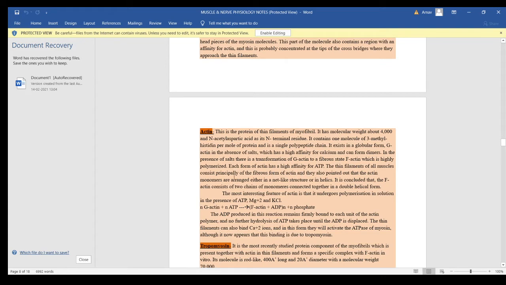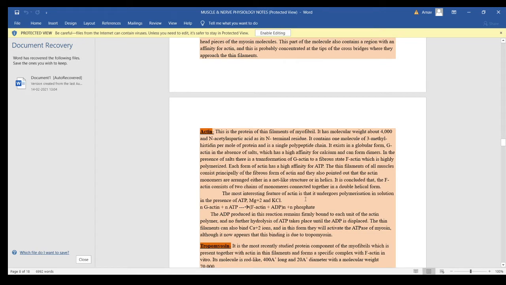The thin filaments of all muscles consist principally of the fibrous form of actin, and it was also pointed out that the actin monomers are arranged either in a net-like structure or in a helix. So it is concluded that the F-actin consists of two chains of monomers connected together in a double helical form.